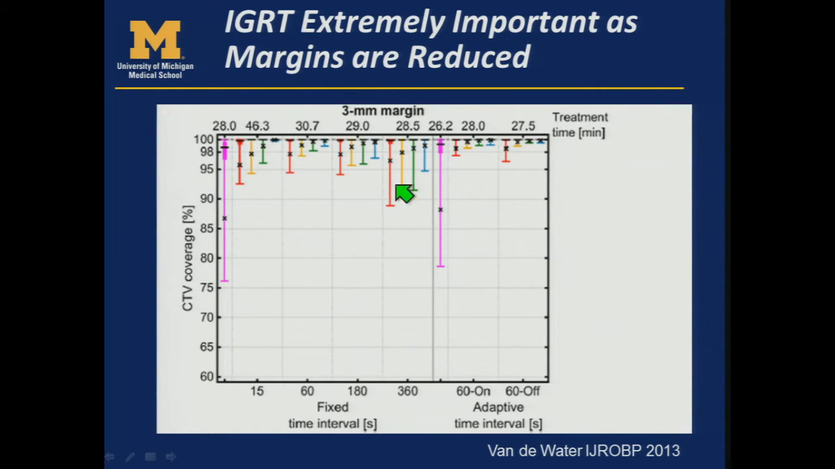Here's 3 millimeter margins, and again you'll see that you need to apply translations and rotations potentially to really keep your CTV coverage above 95-99%.